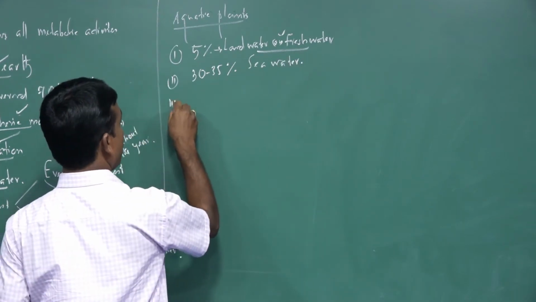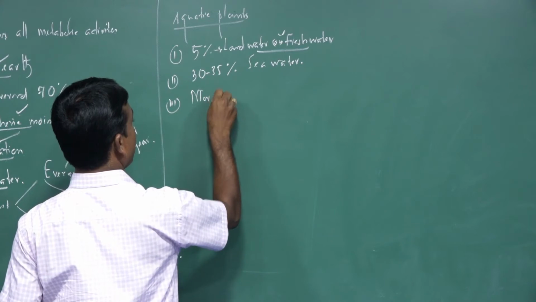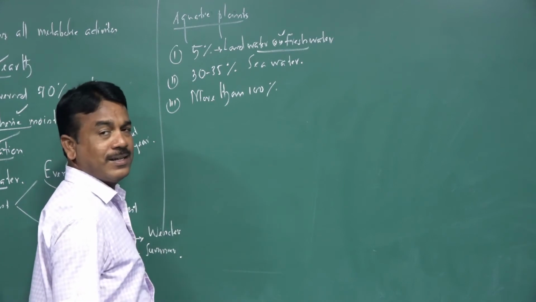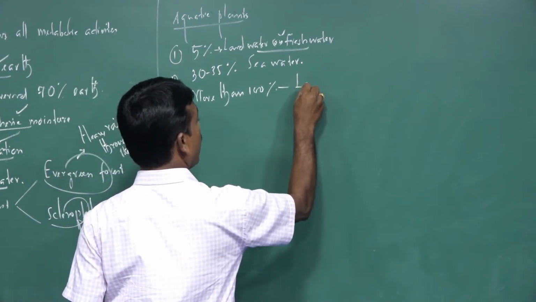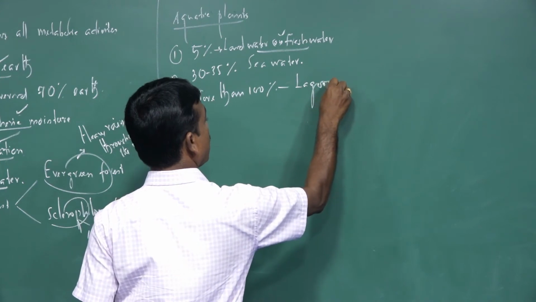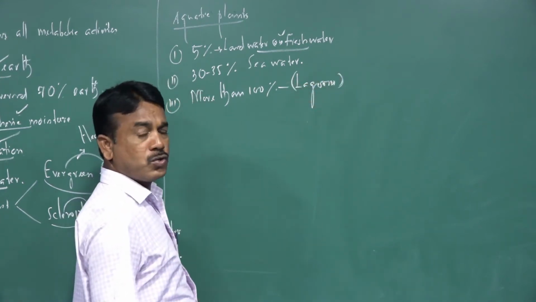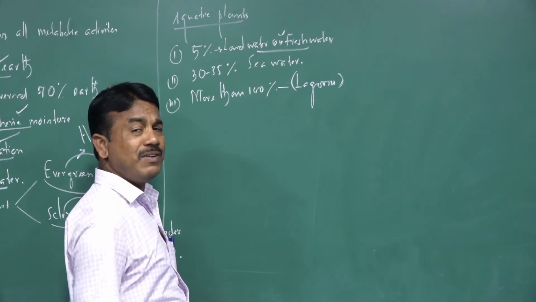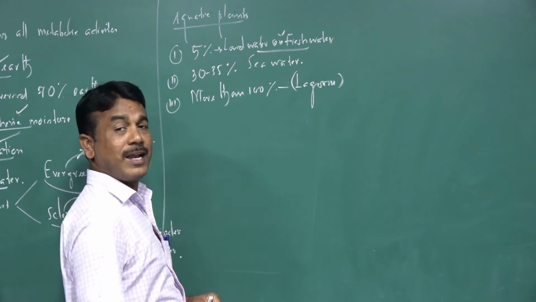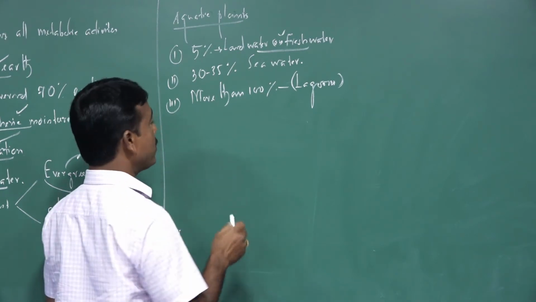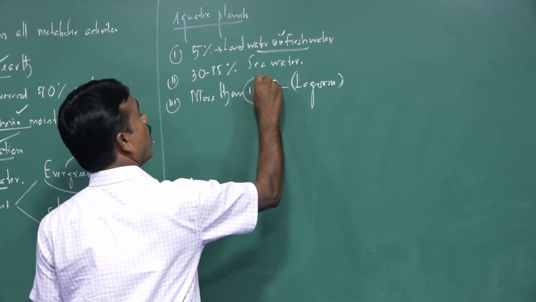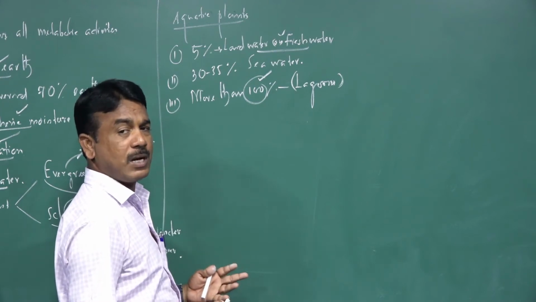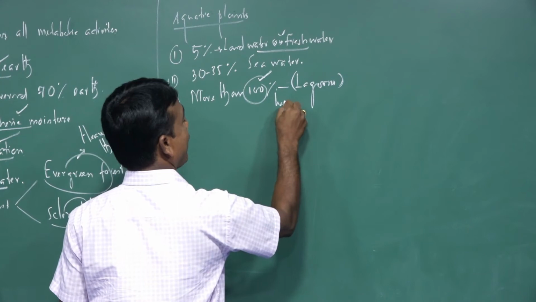Then the third one: more than 100% salinity occurs in lagoons. What are lagoons? Where the lake of fresh water is mingled with the sea water, that is commonly called a lagoon. So there the salinity may occur at more than 100%. Such water is commonly called hypersaline.